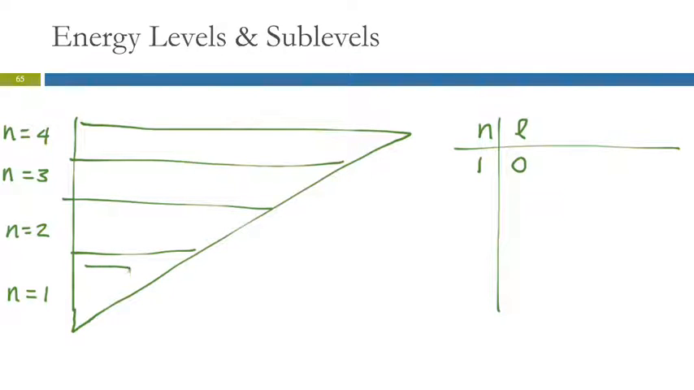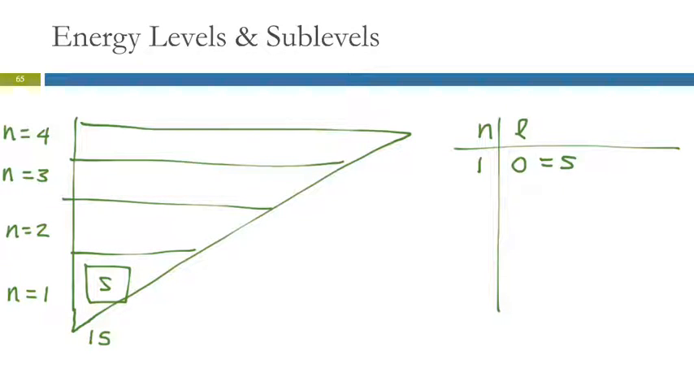I'm gonna draw it as a box. There's one orbital on the first floor. L equals 0 corresponds to the letter S. So this is the S room. It's on the first floor, and so we call it 1S.